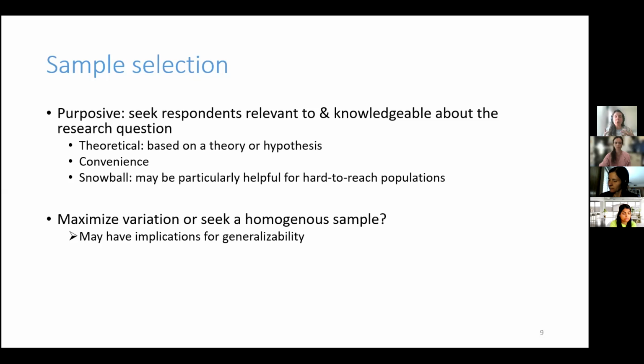No matter which of these you choose, there is always a trade-off about whether you're trying to maximize variation or seek a homogeneous sample. So for example, let's say we were doing convenience sampling, the first 10 people who walk in. But what if those first 10 people are super different in terms of their ages, and they're both men and women, and some of them are really sick and some are really healthy? Do we want that? Is that helpful for us? Or do we want a homogeneous sample?